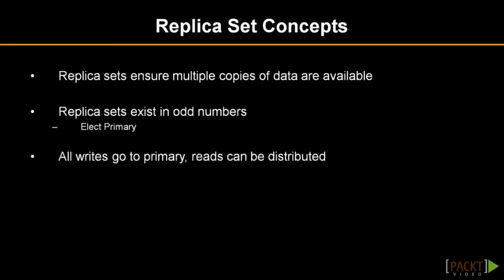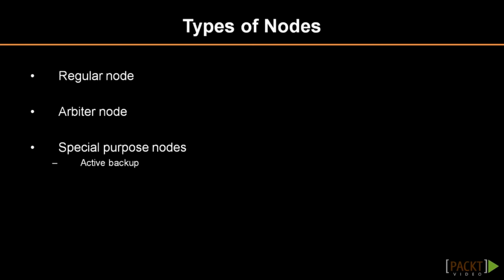Before discussing the node types, it's important to understand that replica sets ensure multiple copies of data are available. Replica sets need to exist in odd numbers in order to ensure that a new primary can be elected. All writes go to a primary, while reads can be distributed. Nodes can be added to a replica set with a few purposes. Two main distinctions are regular and arbiter. Regular nodes function as secondary nodes and can take over the role of primary node in the event of a failure. In some cases, a regular node has restrictions introduced so it can fill a special purpose.